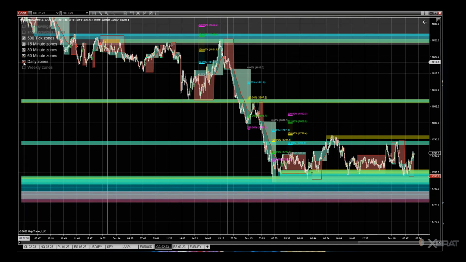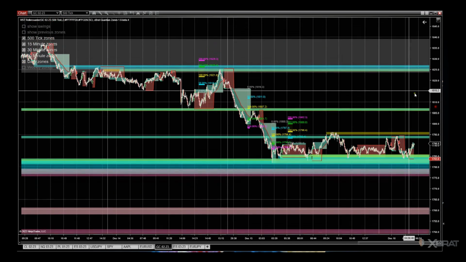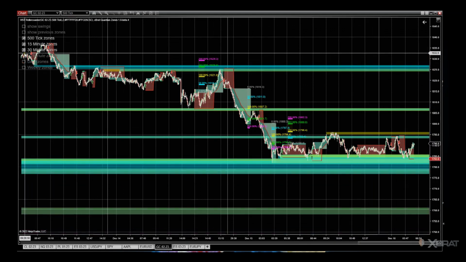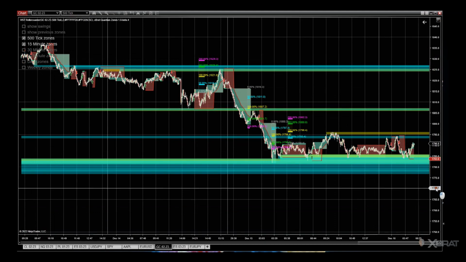If I just put on the daily slightly, you can see the grey zones just coming at the top here as well. So we can see this is really strong resistance, this is really strong support. We need to trade between those zones, if you like. So I'm just going to switch some of those off a little bit. I'm going to go big.